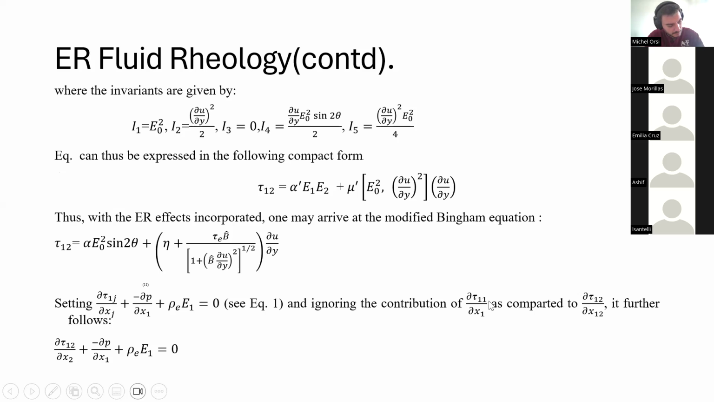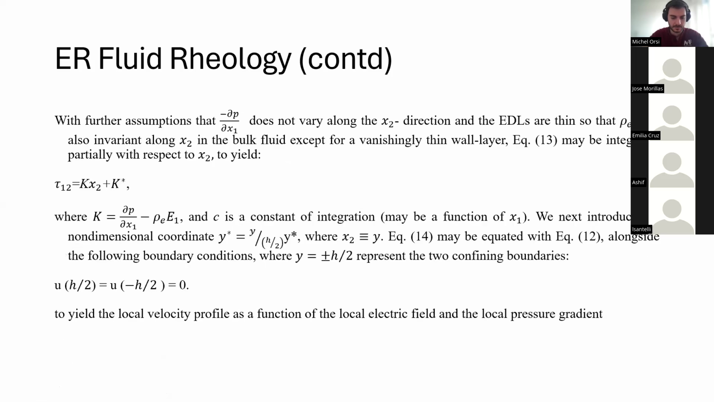So now, this was the first fluid flow formula we had. We ignored tau 11 del x1 compared to, like, the longitudinal stress is ignored compared to the transverse stress, and then we get this equation: del tau 12 del x2 plus del p del x1 plus rho E1 equals 0.